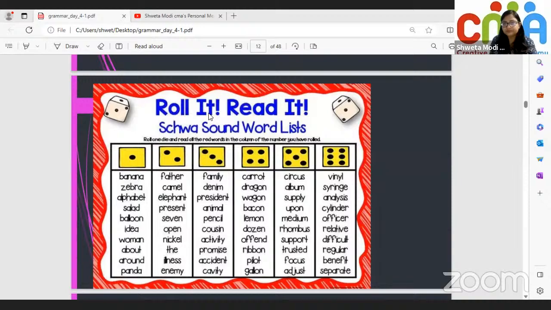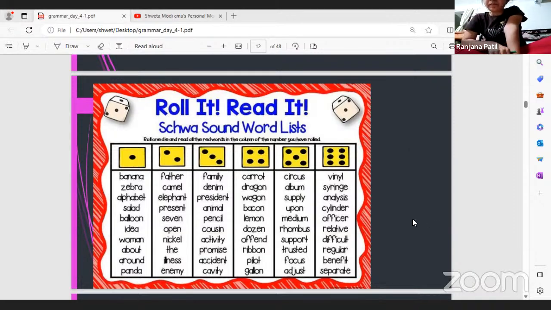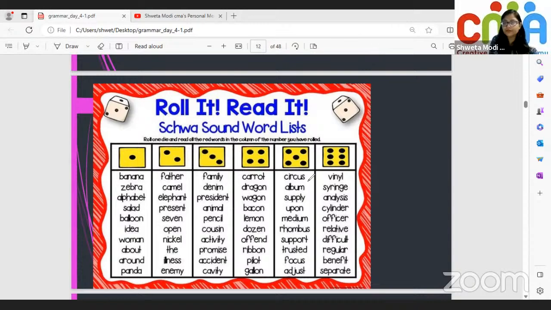Which number has come? You have to type in the chat box. 5. So, Ranjana, read the 5th word. I will unmute you. Yes, now you can unmute. Yes, Ranjana. Medium. Where are you reading? Fifth word. 1, 2, 3, 4, 5. No, no, no, no. You have to read this.